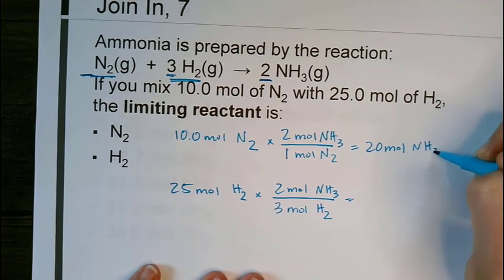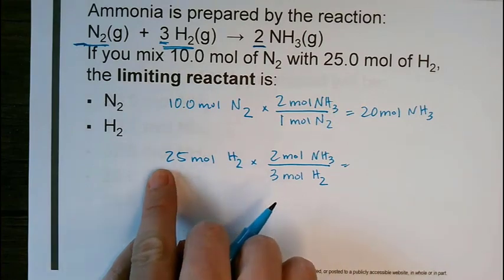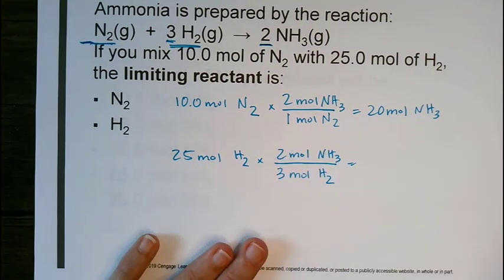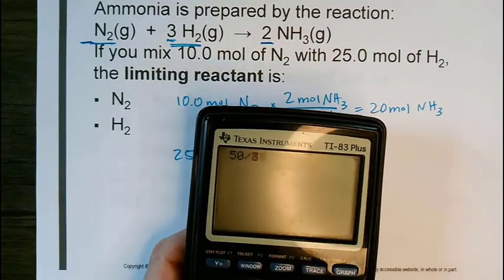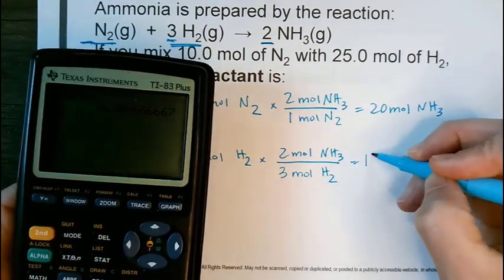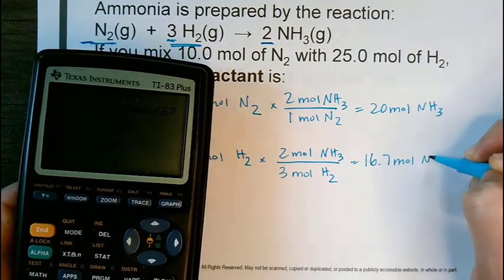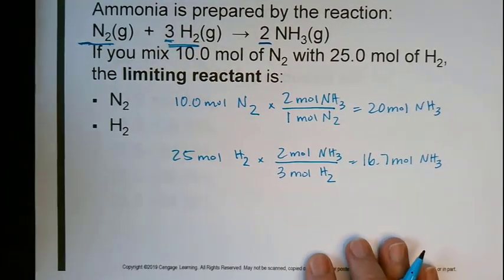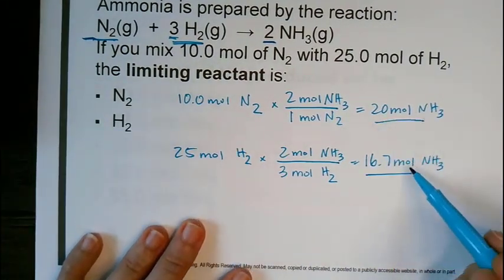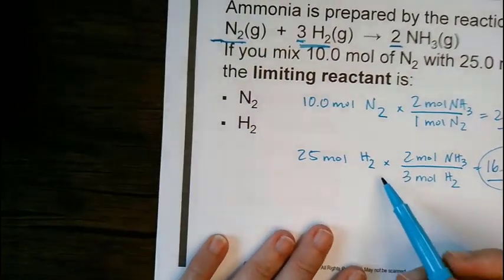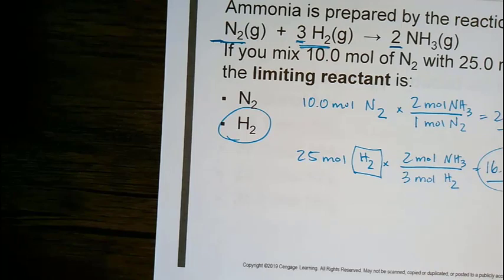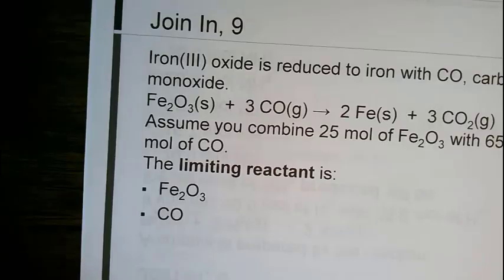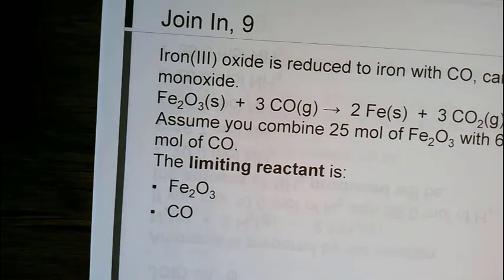Let's do 10 times 2 is 20, divided by 1 is 20 moles of NH3, as compared to 25 times 2 is 50. 50 divided by 3 gives us 16.7 moles of NH3. So then we have to ask ourselves, do we have enough reactants to make 20 moles of product or 16.7 moles of product? We can only do 16.7, so we must be limited by my hydrogen. That was a much quicker way to find the limiting reactant than when you have to start with grams and finish with grams. It's those 2 extra steps.